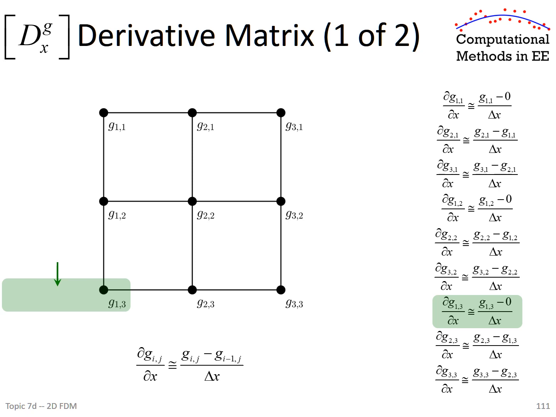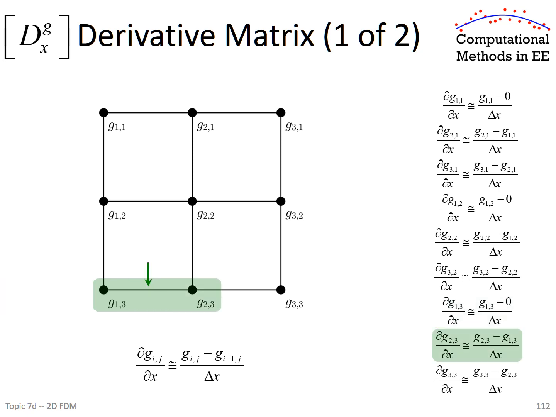Back to the left side of the grid where we have a boundary condition problem again. We'd like to write this as G13 minus G03, but the G03 doesn't exist. We put a 0 in its place for Dirichlet boundary conditions, and we just end up with G13 minus 0 over delta x, and it's evaluating that derivative here, just slightly to the left of the grid.